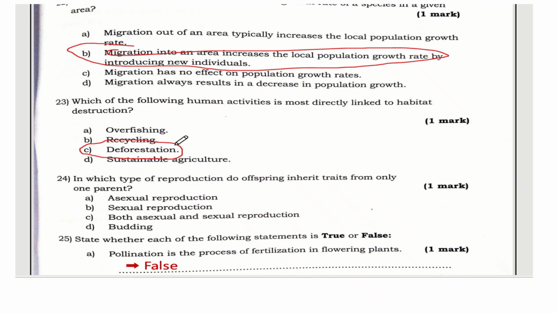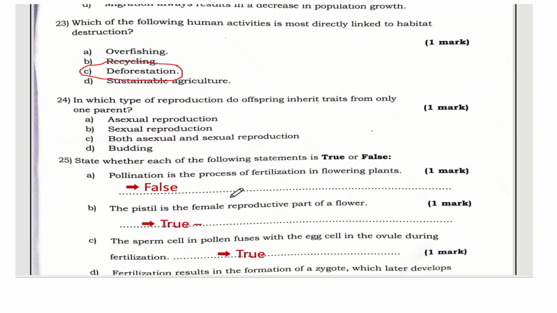Because cutting down trees destroys habitats where animals and plants live, leading to loss of biodiversity. Now question 24.